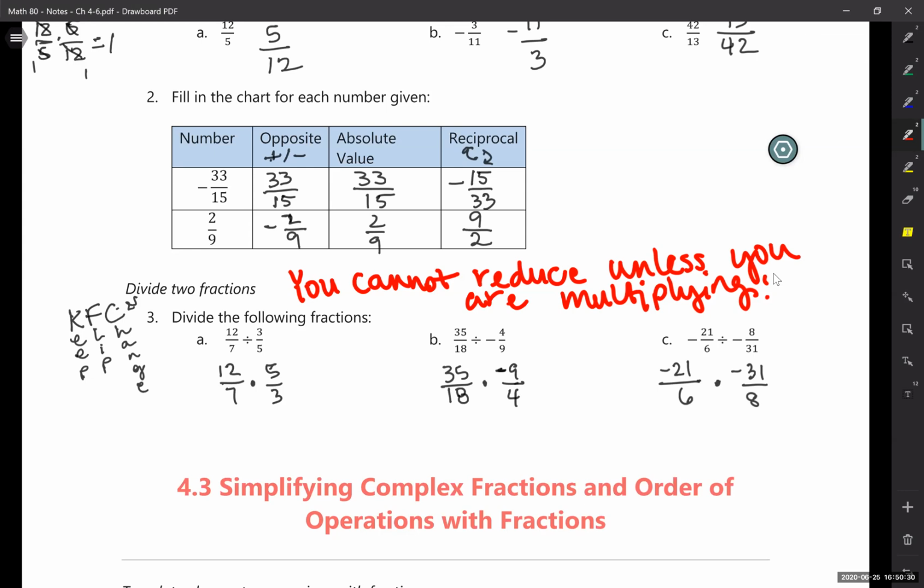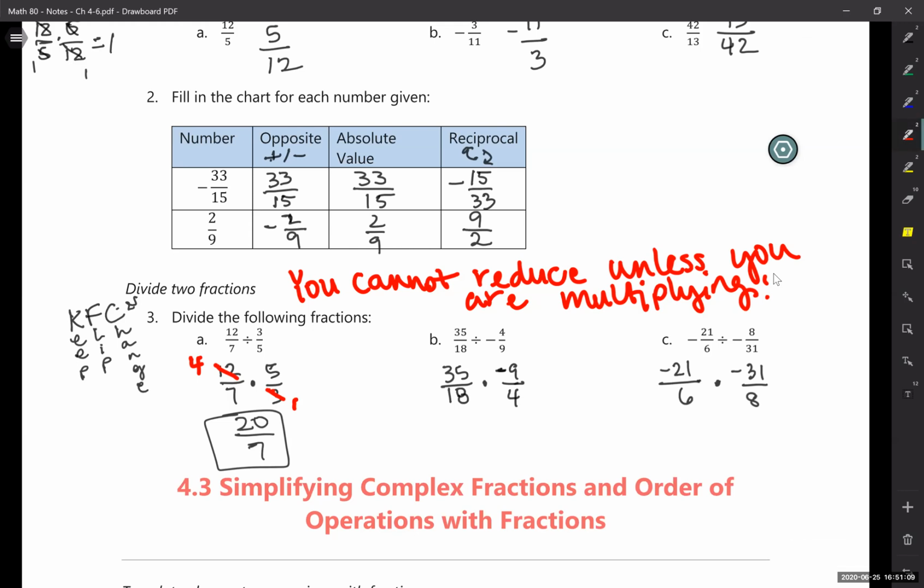Okay, so typically people try to reduce when it's plus and minus, and that's why this rule is such a big deal. But people also try to reduce when there's division. So now that we've made it to multiplication, now we can reduce. We can say 3 goes into 3 one time, 3 goes into 12 4 times. And now that I have that reduced before I multiply, I can multiply 4 times 5 and get 20, 7 times 1 and get 7. And so I have that as my final answer. It's already reduced because I reduced it before I multiplied it.